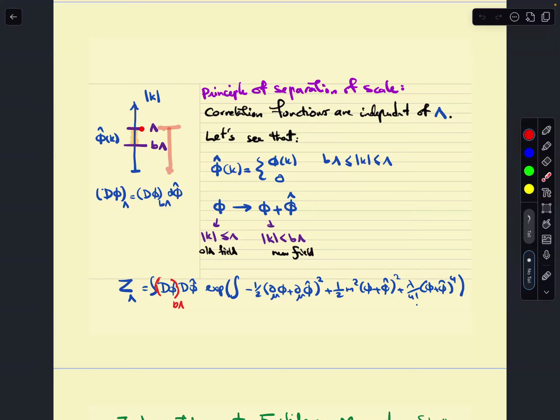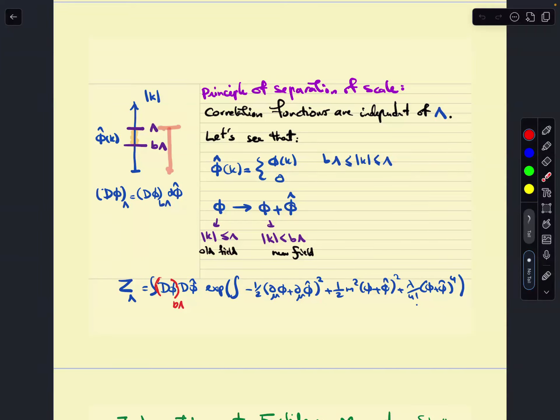Initially, we had a physical cutoff at lambda. And what we're going to do is introduce a lower cutoff, where b is a number smaller than 1. We are going to perform the part of the path integral that has to do with these modes, then apply rescaling to bring this back, and the net effect of that is what's called renormalization. The net effect is that the couplings and the fields will just change. All that's going to happen is that, nothing else.